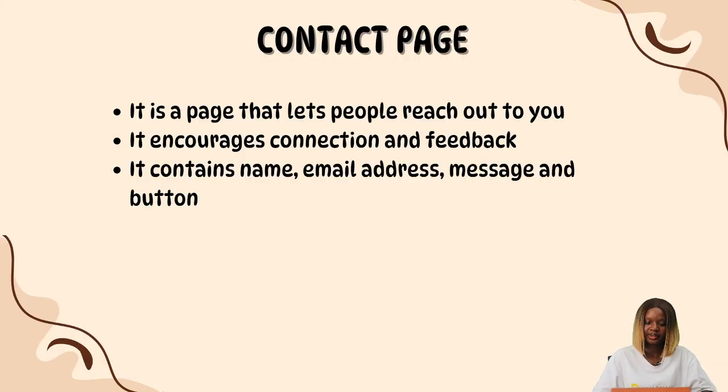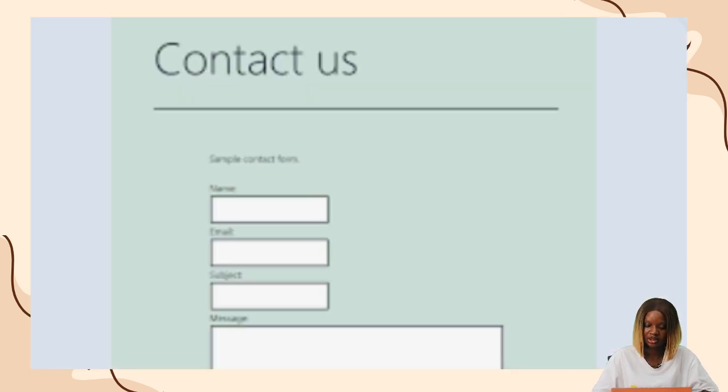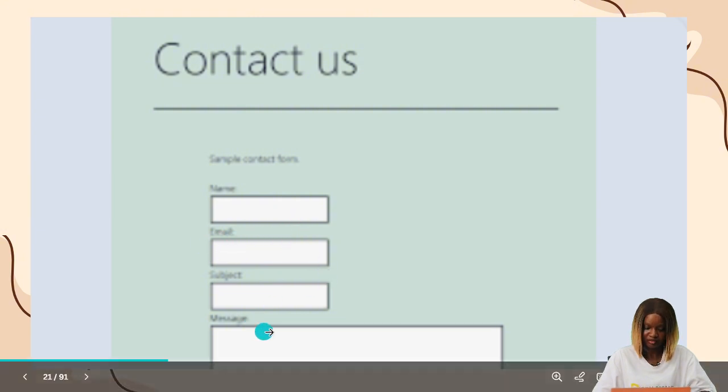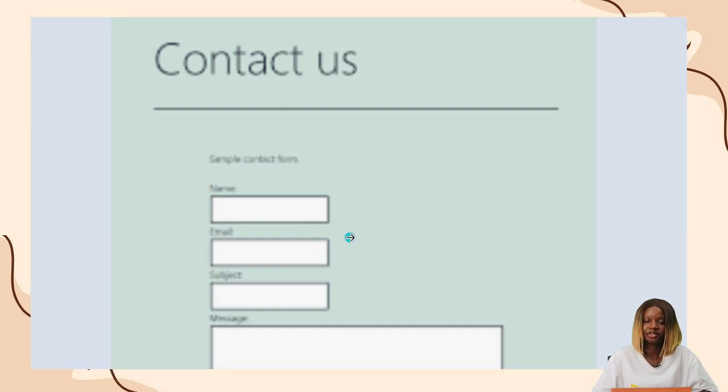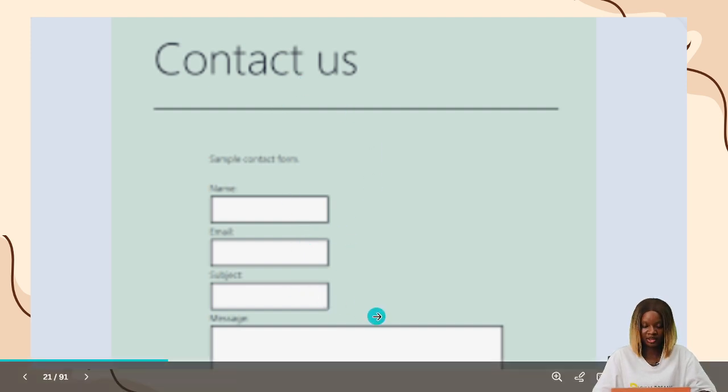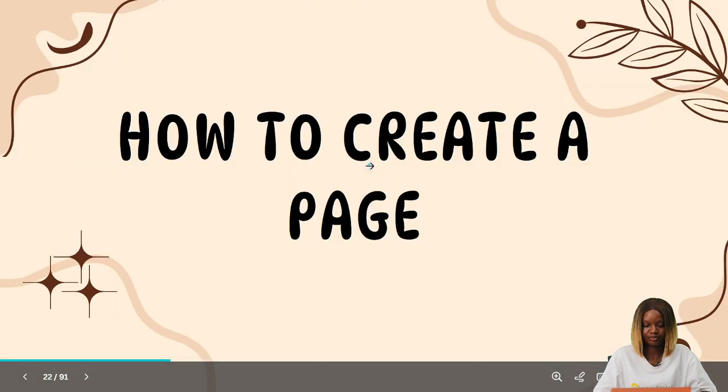Then a contact page is a page that lets people reach out to you. It encourages connection and feedback. It contains your name, email addresses, messages, and buttons. So this is an example of a contact page. So it has a name field, email, a message field, subject field, just in case whoever is visiting your site wants to drop anything or to contact you, they'll use your contact page to do that.